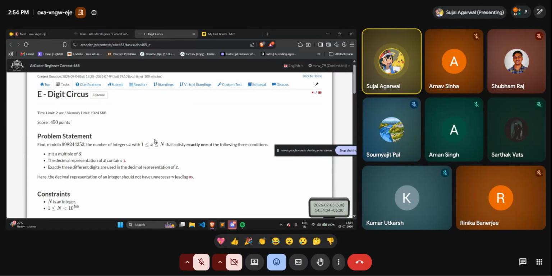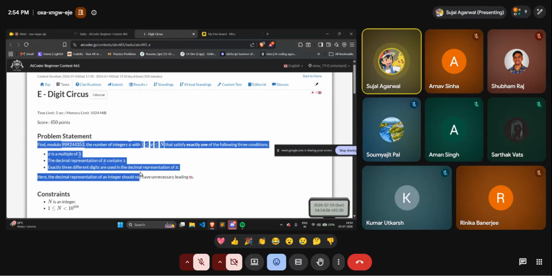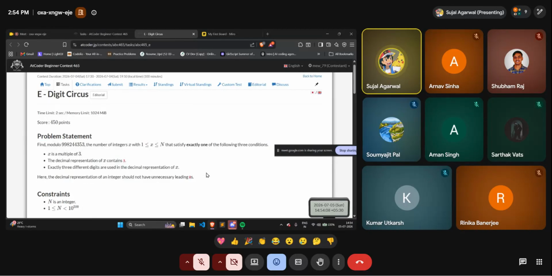The problem E states some conditions, right? We need to count the number of integers x we can get such that x lies between 1 to n, and it satisfies exactly one of these three conditions. Either x is a multiple of 3, or the decimal representation of x contains 3, or there are exactly three different digits used in the decimal representation of x.